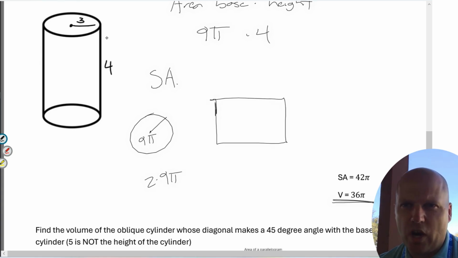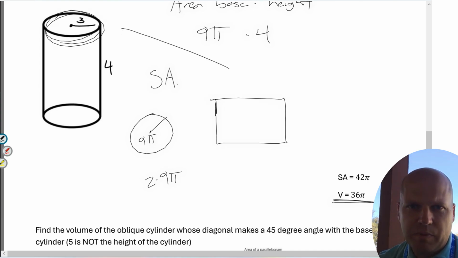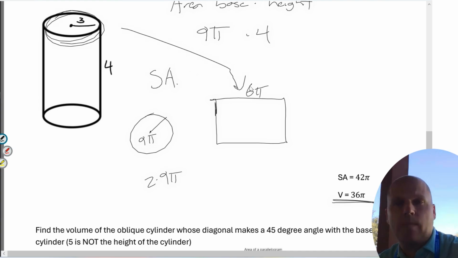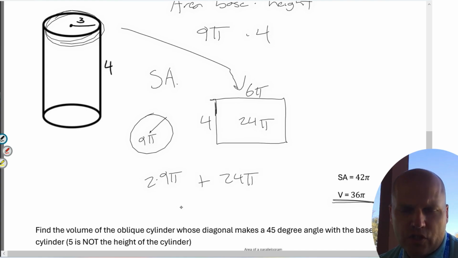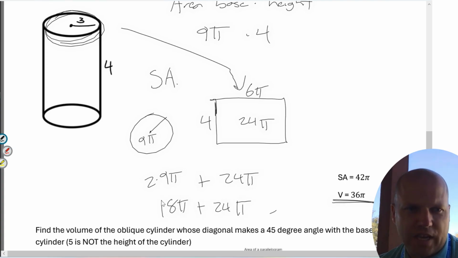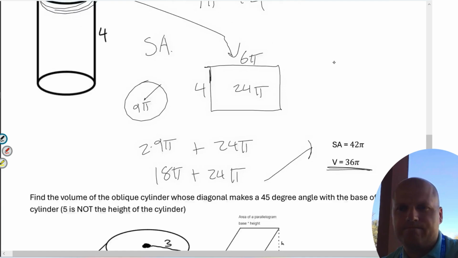Now, what happens when we unravel this? Well, this length becomes this length of the rectangle, and that's going to be the circumference, 2 times pi times r. This by 4 means this is 24 pi. So I get 18 pi plus this 24 pi, which is how I get this 42 pi.